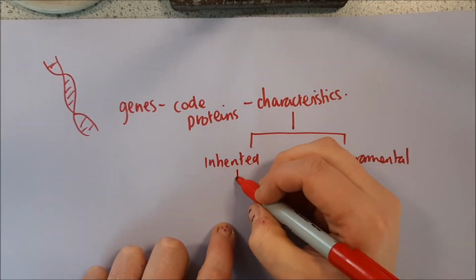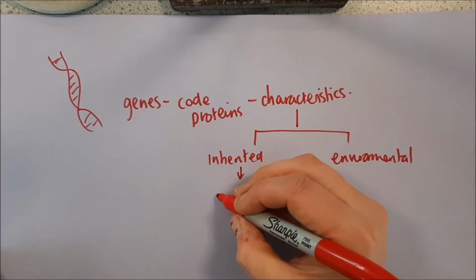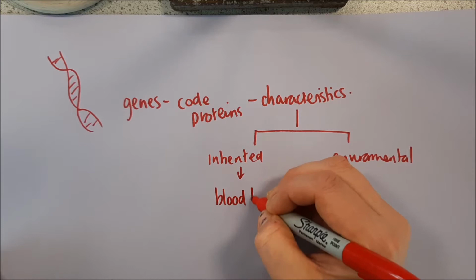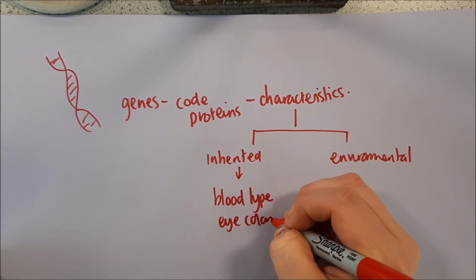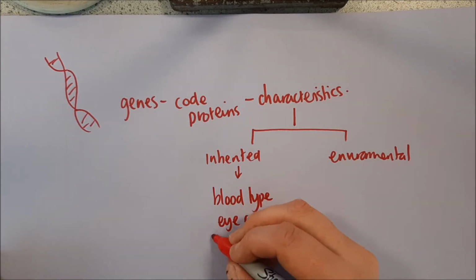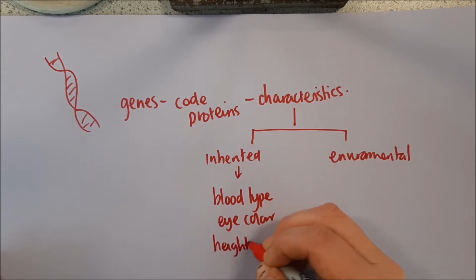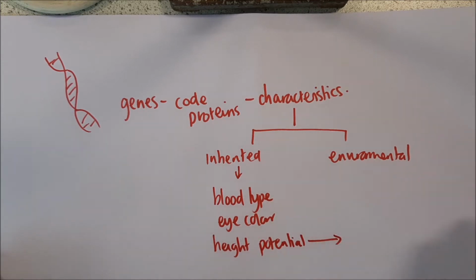So inherited characteristics are generally things that come in your DNA, your genetic code that you cannot change. So for example, your blood type, you can't change that. Eye colour, you can't change that unless you just stick on a contact lens and you're just concealing it, you're not changing it. Your initial hair colour, your height potential, your actual height might be environmental.